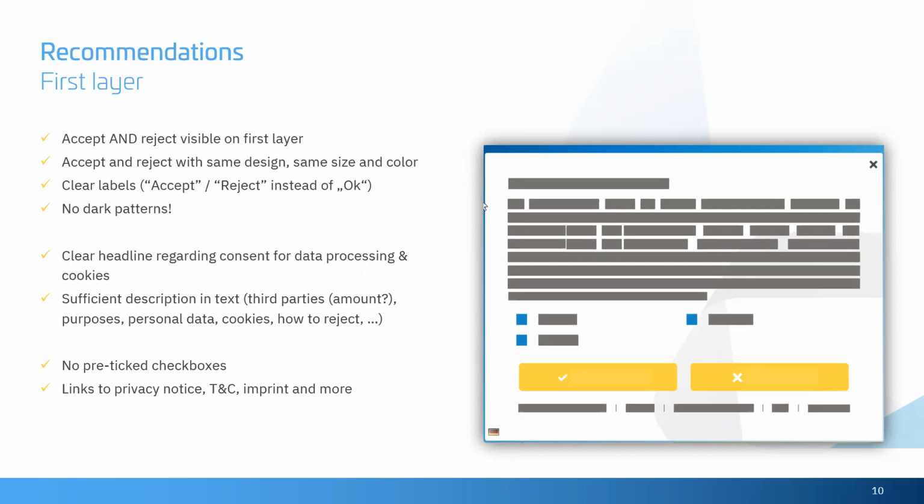Also, as we learned from the Planet 49 case, I think 2 years ago, you should not have pre-tick checkboxes, and you should have some links to your privacy notice, terms and conditions, imprint, etc. So all the legally required information must be accessible without accepting or rejecting before this. So that's the first layer.